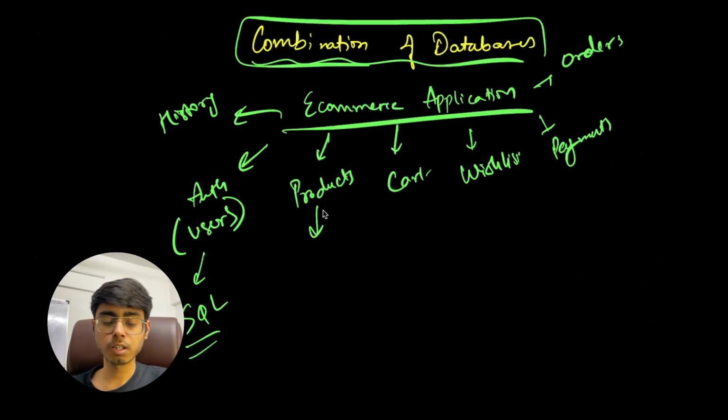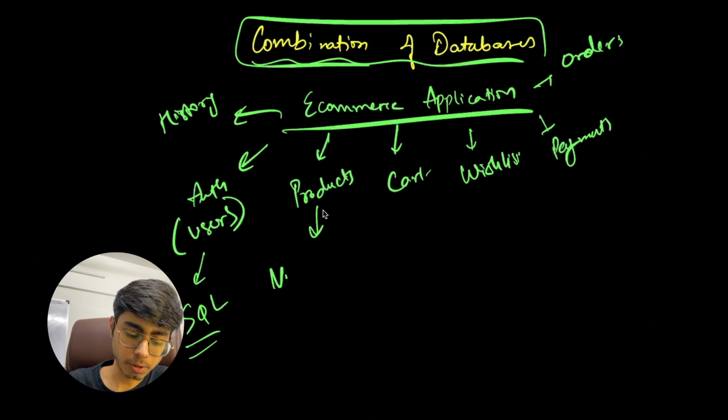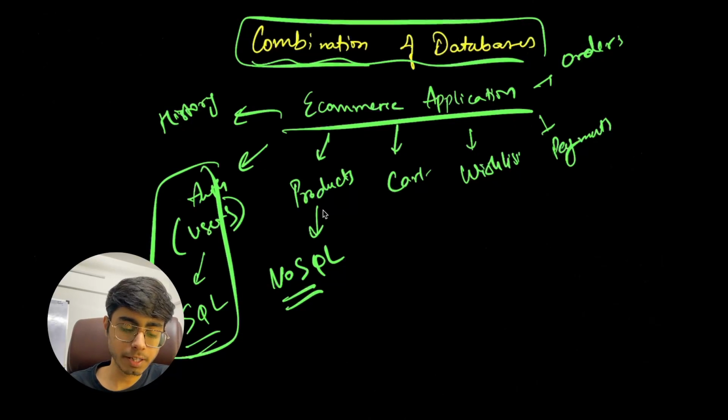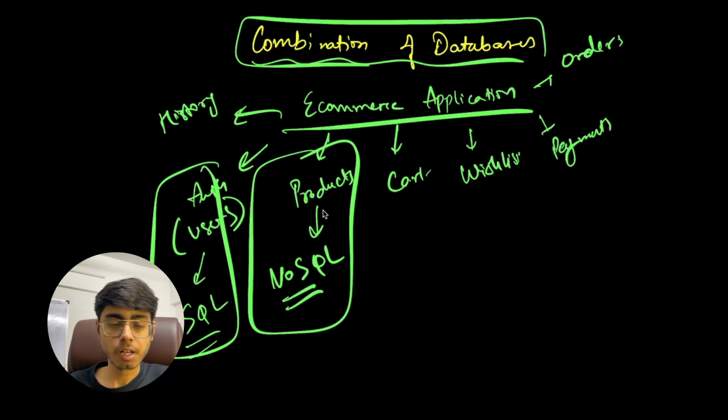Products, I may go with NoSQL databases, because I know that my products catalog will have various schemas. So I may want to go with NoSQL. Here I want to teach you that it's not compulsory that a single application will be using one single database. It can choose a combination of databases according to the need. Like here, users want a SQL database, store the users' information in SQL. Products want a NoSQL database, store the products' information in NoSQL. Cart, maybe SQL or maybe NoSQL.